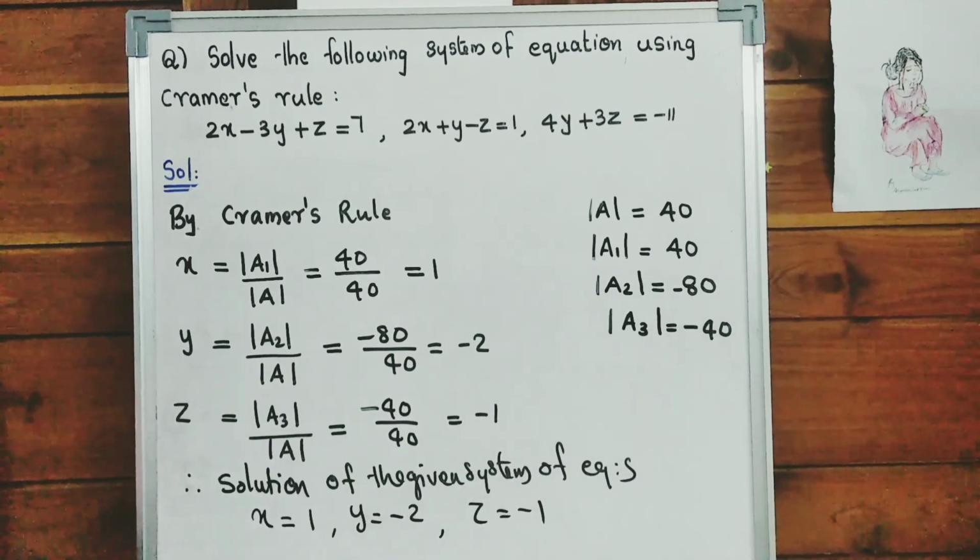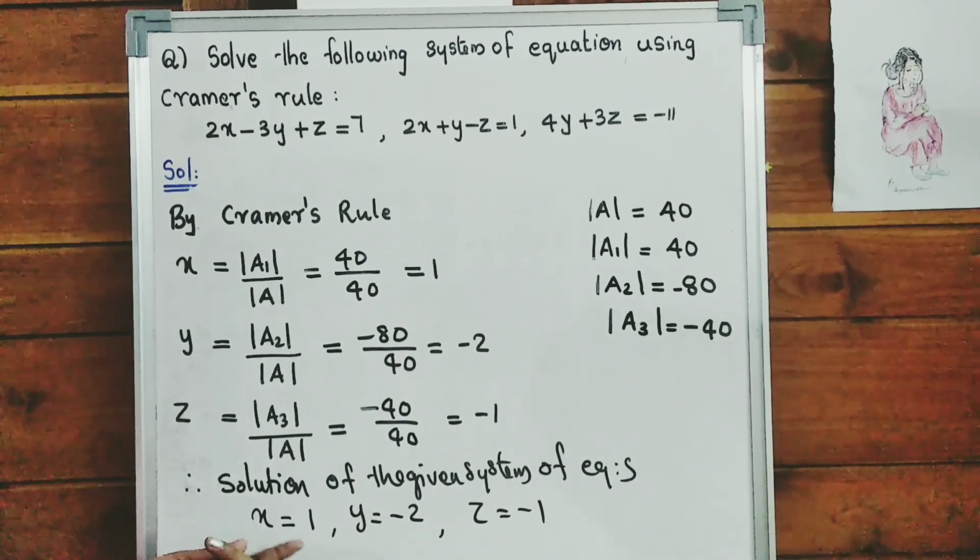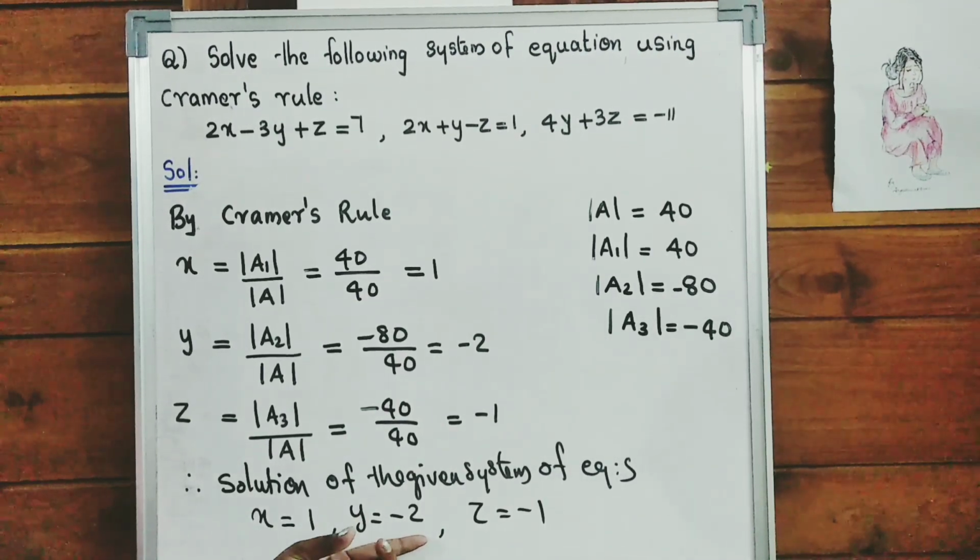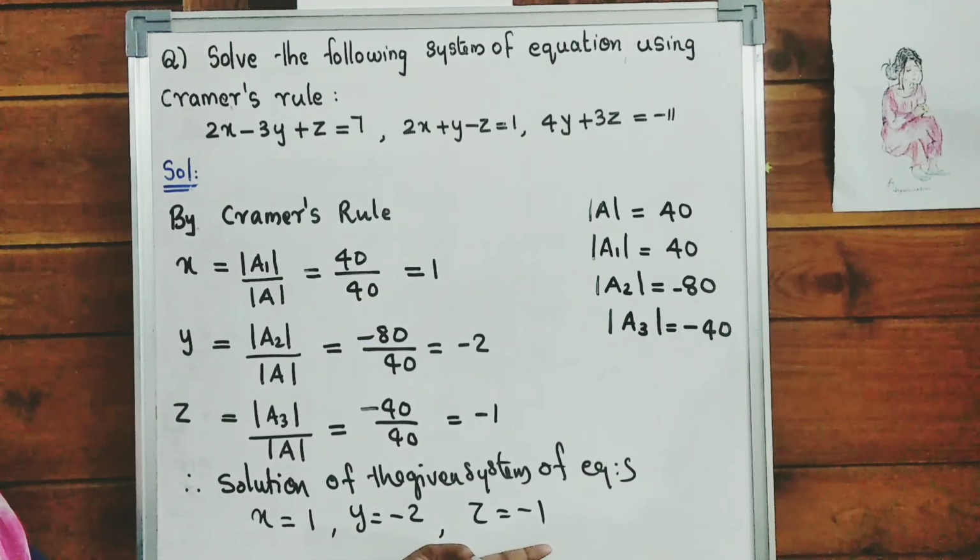Therefore, solution of the given system of equations, x is equal to 1, y is equal to minus 2, z is equal to minus 1. Clear?